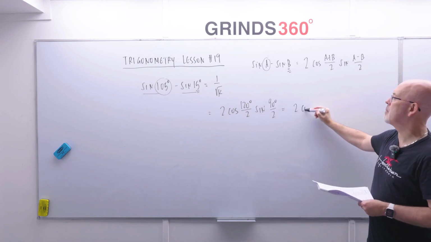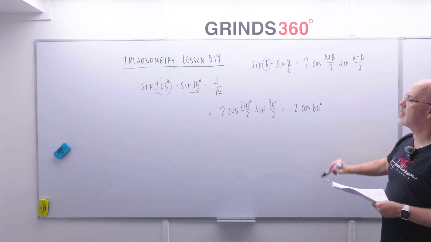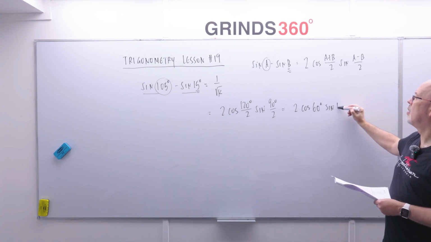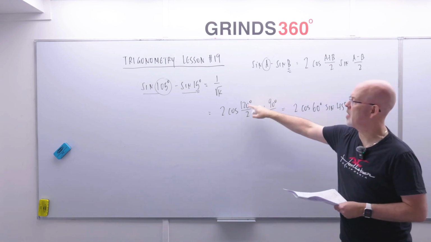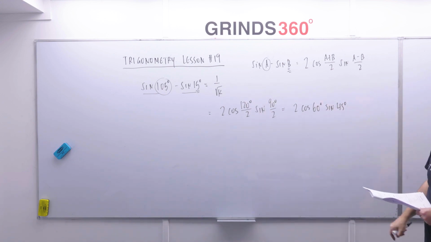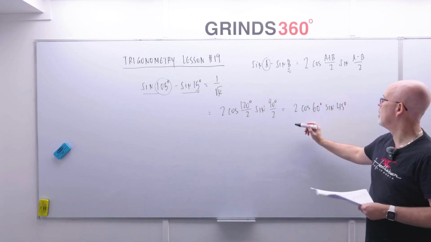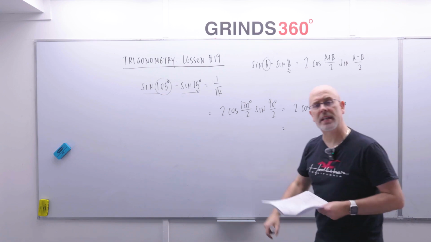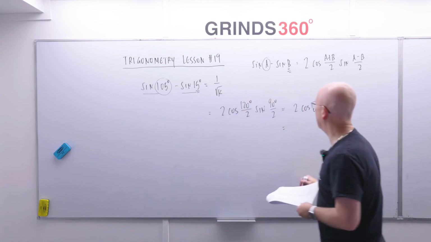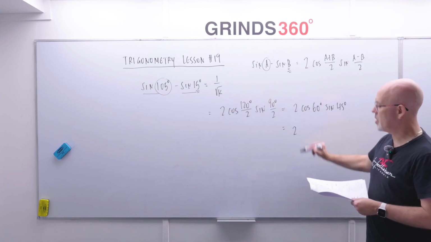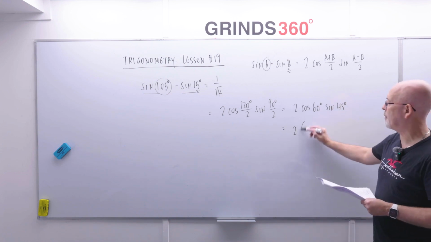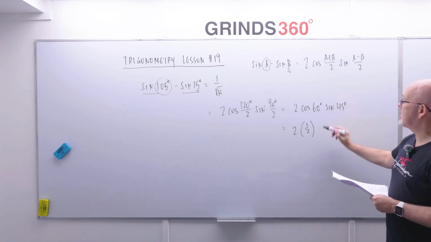And that's going to be 2 times cosine 60 degrees times sine 45 degrees, because 120 divided by 2 is 60, and sine 90 divided by 2 is 45. And again, I can now go to my tables on page 13 to find the corresponding values. So 2 times cosine 60 is a half, and then sine 45 degrees is 1 over root 2.